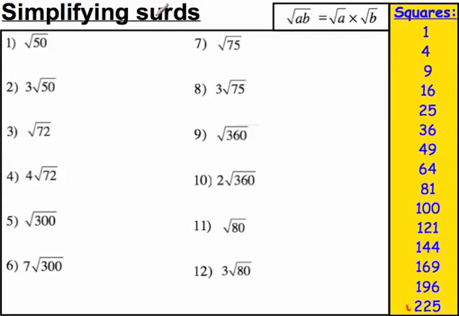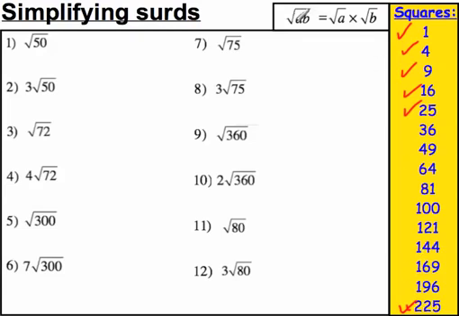Two things you need to know in order to do this. The first is your square numbers. 1 times 1 is 1, 2 times 2 is 4, 3 times 3 is 9, 4 times 4 is 16, 5 times 5 is 25, etc., all the way up to 15 times 15, which is 225. If you know your squares up to the 15th square, you would be able to simplify any surd you encounter in GCSE. That's the first thing you should learn.